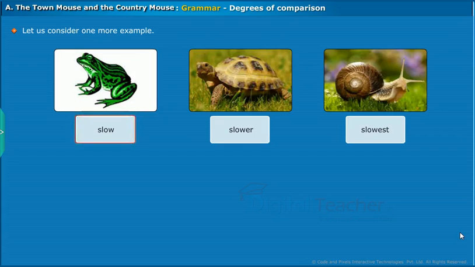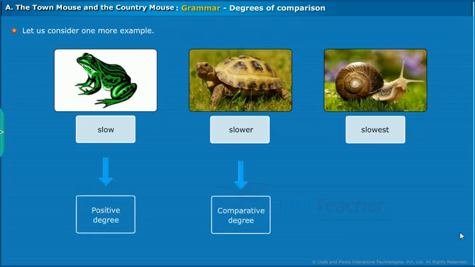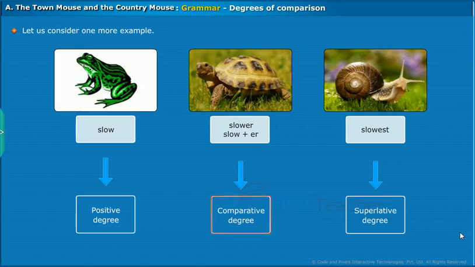The words slow, slower, and slowest are adjectives in different degrees of comparison, that is, positive, comparative, and superlative respectively. Usually, addition of er as suffix to the word in positive form gives its comparative form, and addition of est as suffix to the word in positive form gives its superlative form. Let us do a typing activity on degrees of comparison.